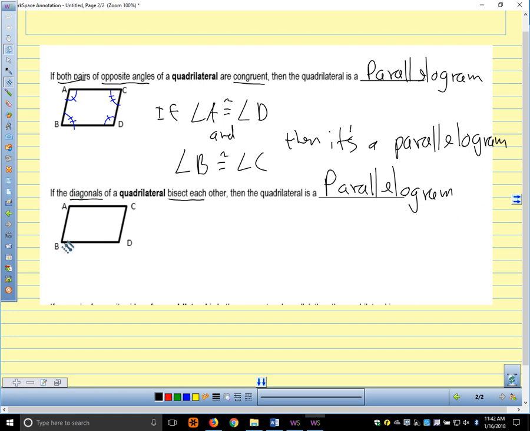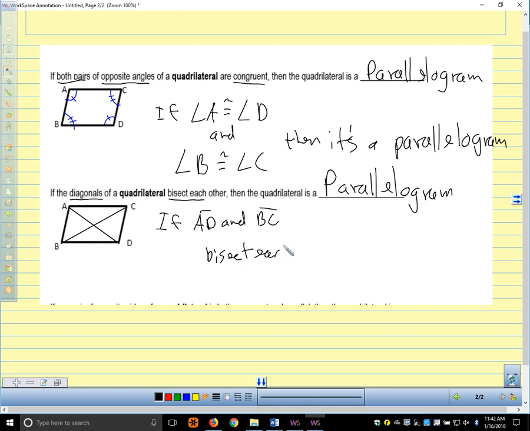I'm going to draw in the diagonals here. Diagonals go from corner to corner, across the middle. So we're saying if AD and BC bisect each other, then it's a parallelogram.